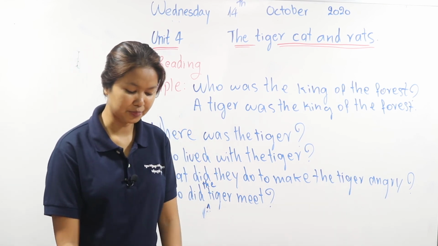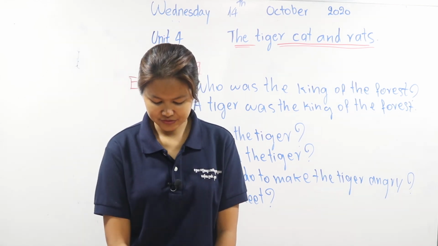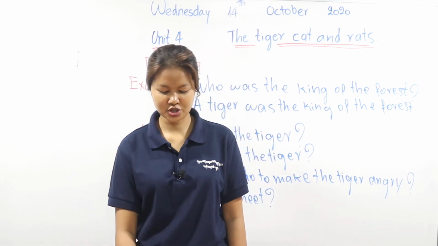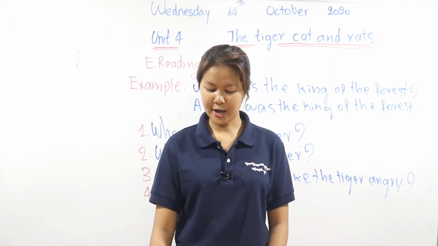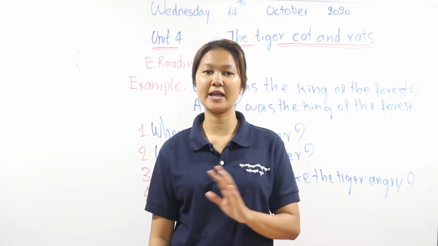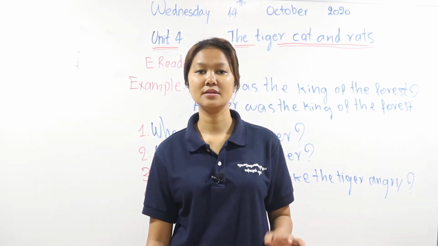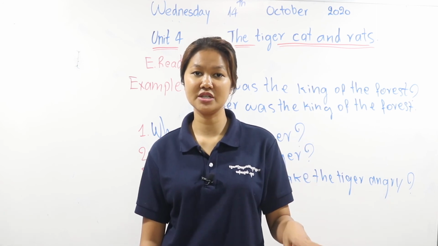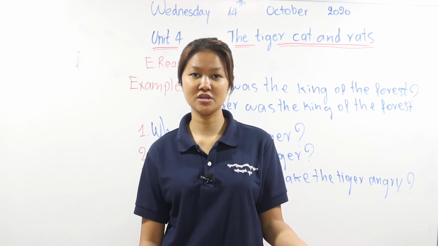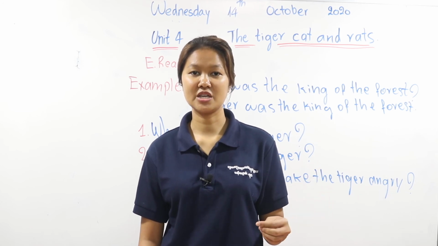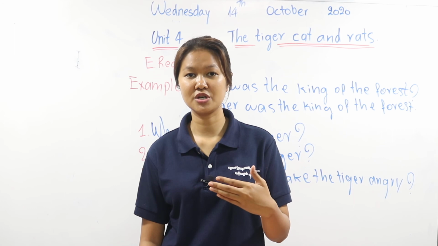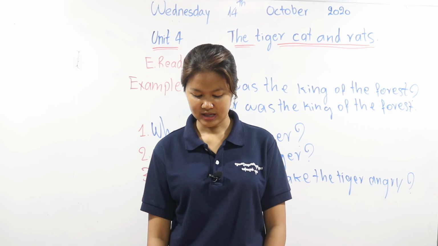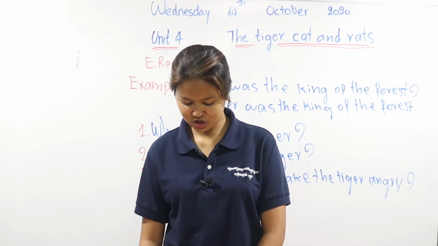And if you have a book, you can do letter F, speaking. Look at the picture and practice with your partner, just like the same lesson as before. So in letter E, after reading, we answer the questions. And in letter F, speaking means you look at the picture in the book and practice with your partner.